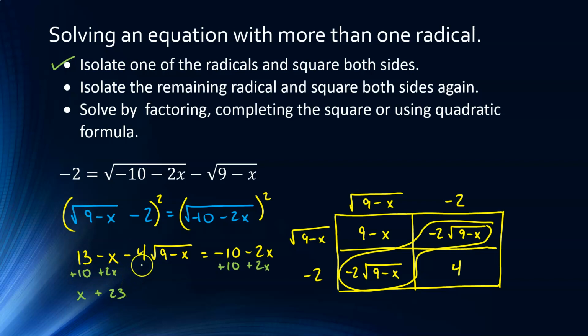But now what I want to do is get rid of this, so I'm going to add that to both sides. So I'm going to add 4 square root of 9 minus x to both sides.